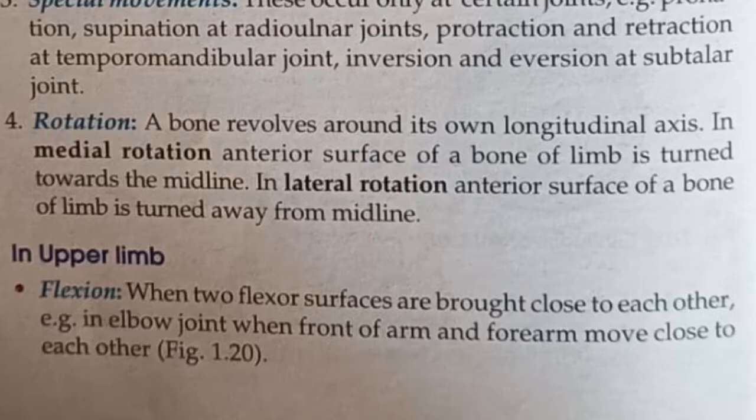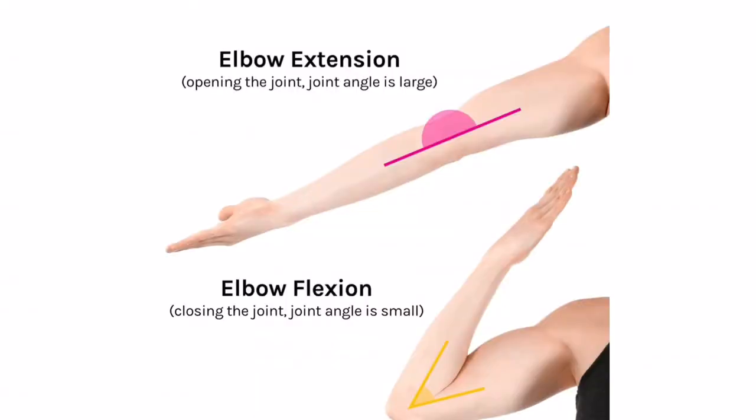So what is flexion? When two flexor surfaces are brought close to each other. Example, in the elbow joint, when the front of the arm and forearm move close to each other, this is the flexion, which is straight, flexion, extension. So that was the flexion position.